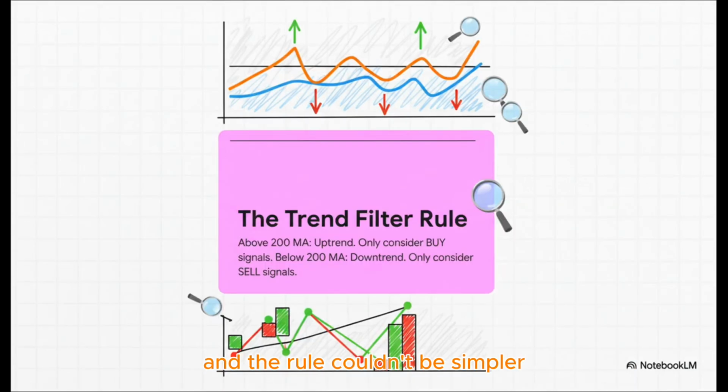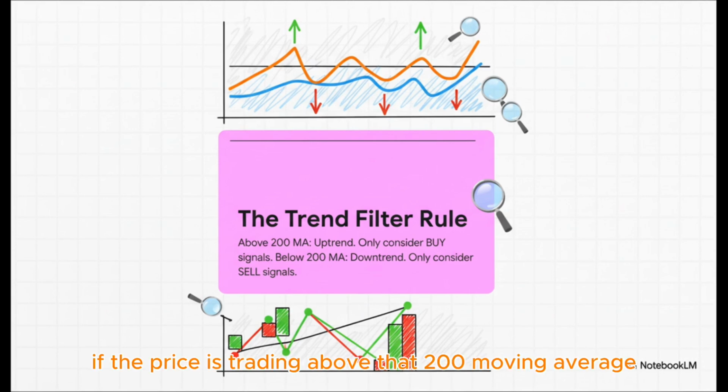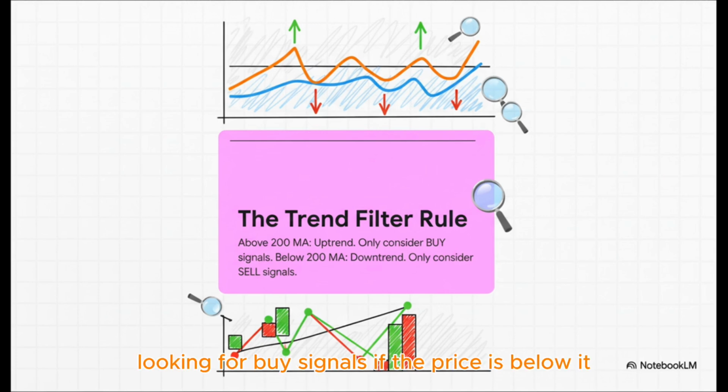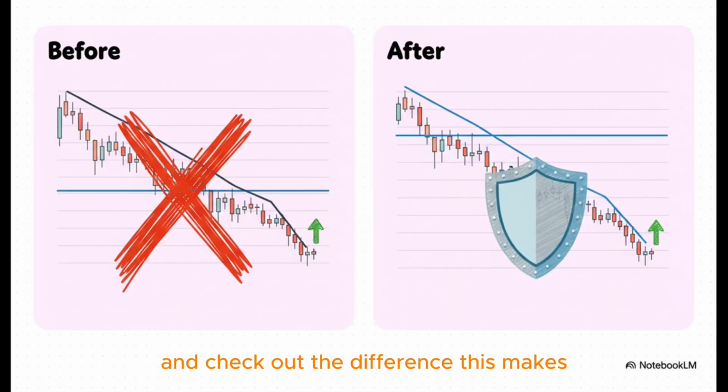And the rule couldn't be simpler. If the price is trading above that 200 moving average, we are only, and I mean only, looking for buy signals. If the price is below it, we're only looking for sell signals. That's it. Any signal that goes against that rule, we just throw it out. Instantly.